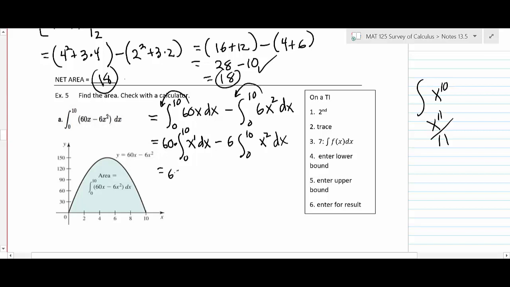Okay, so what do we have? What is the antiderivative of x to the first? X to the second over 2. All right, power rule for integrals. What's the antiderivative of x to the second? X to the third over 3. Okay, so that's how that goes. Simplify whatever you can. 60 over 2 is 30. You have x to the second. 6 over 3 is 2. So you have x to the third.